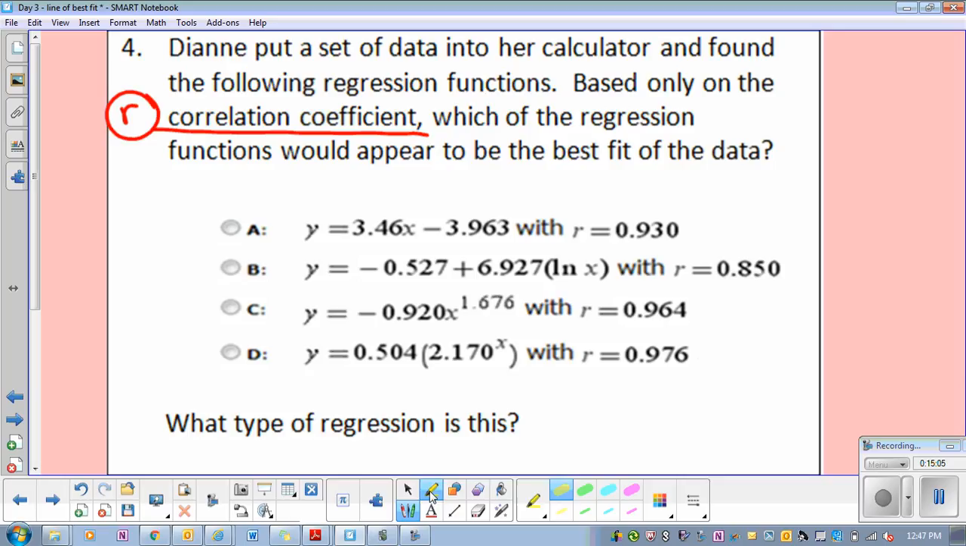Well, it doesn't really matter what their data was. You're just looking at R. We said the best R is the one that's closest to -1 or +1. Which one of those is closest to 1? D. That's it. That's what they're looking for.